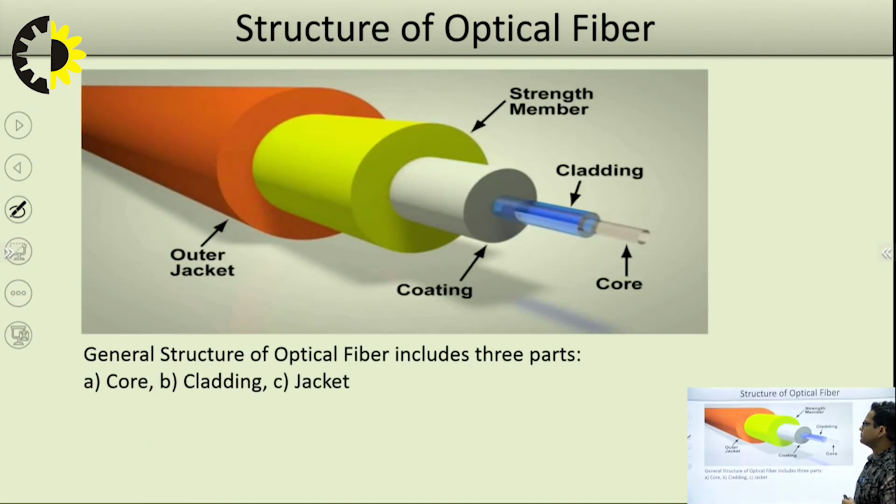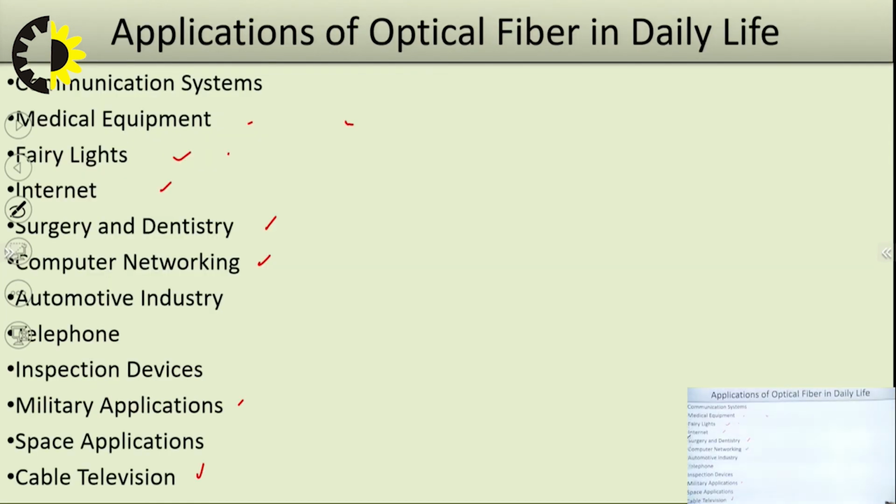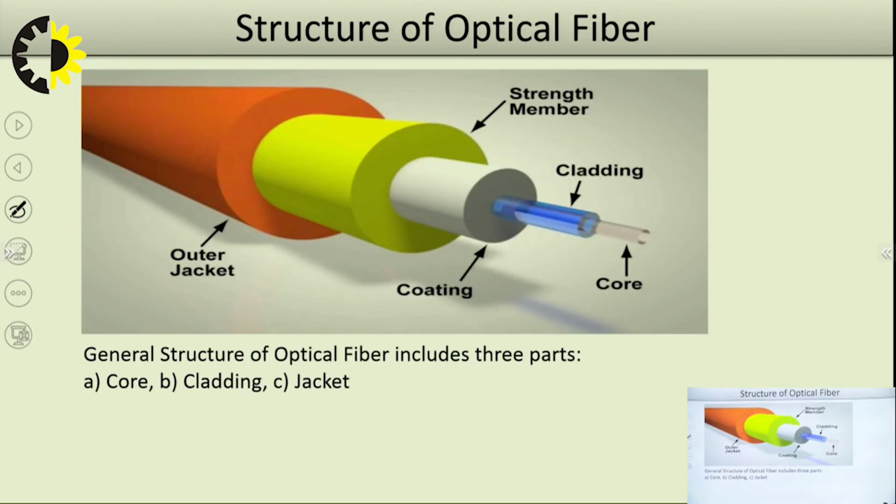So these are all the applications of fiber optical links that you can use in your daily life. Now, the next thing is, what is the structure of an optical fiber? What are the various materials that, when combined, form an optical fiber? Basically, there are three components combined to form the structure of optical fiber.